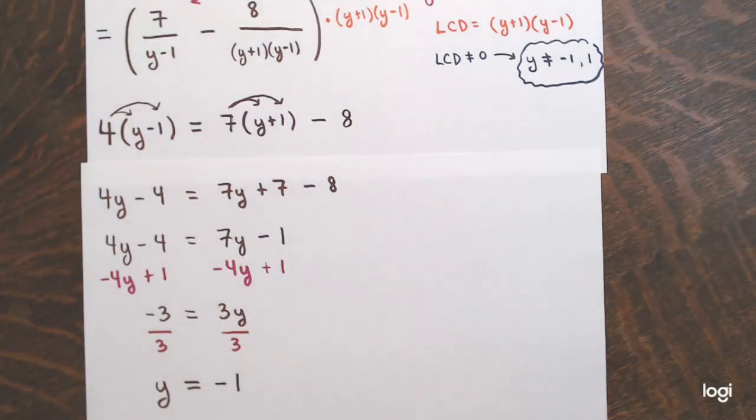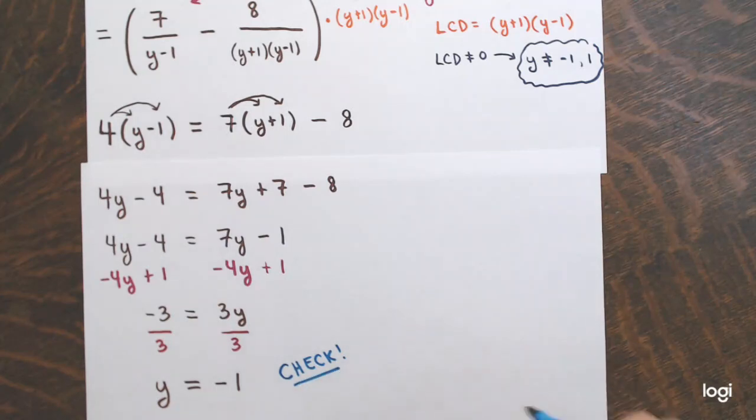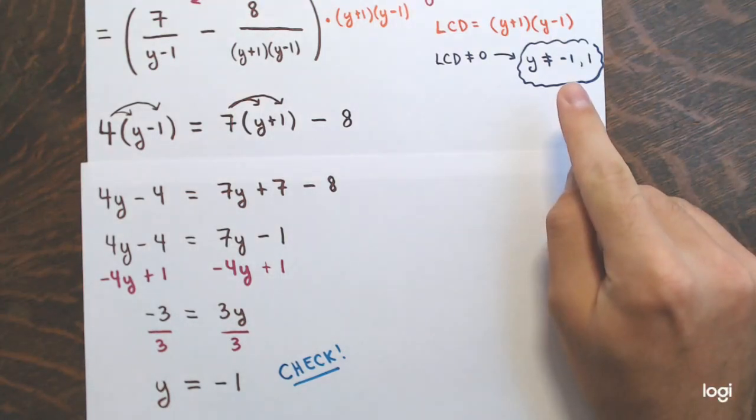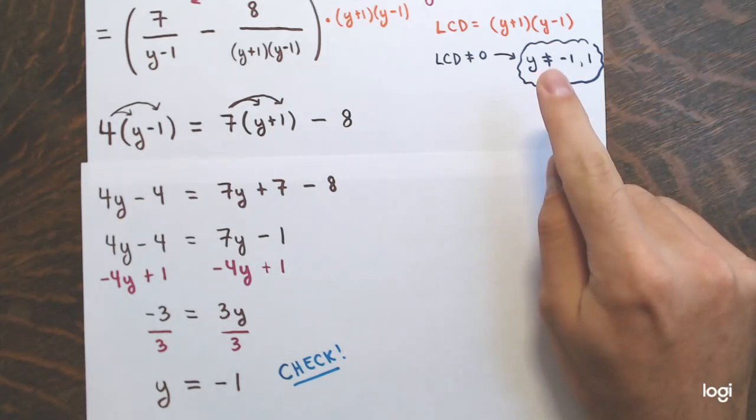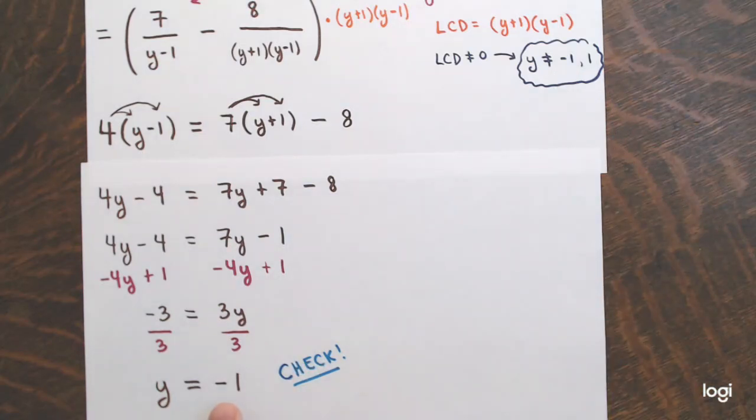And then of course, that's only a possible solution. We must check back in the original equation. Well, honestly, I don't really have to check, because I know from a statement we made earlier that in this problem, the value of y cannot be negative 1. And here I'm saying it is. Well, it can't be, right? I'll go back to the original problem.